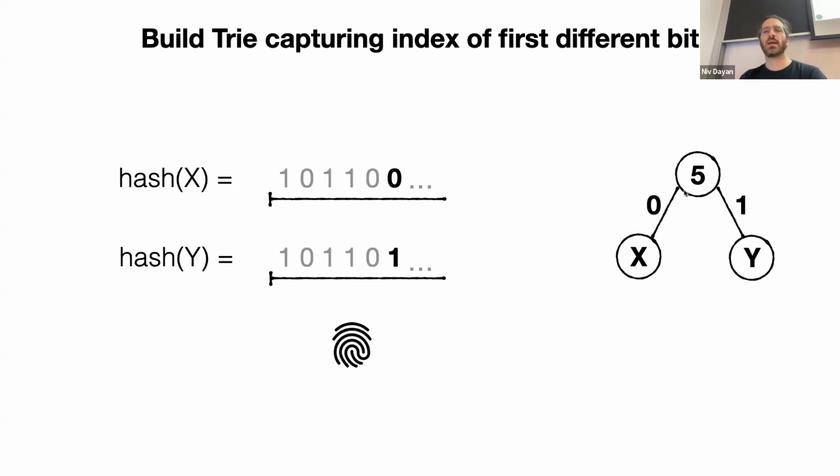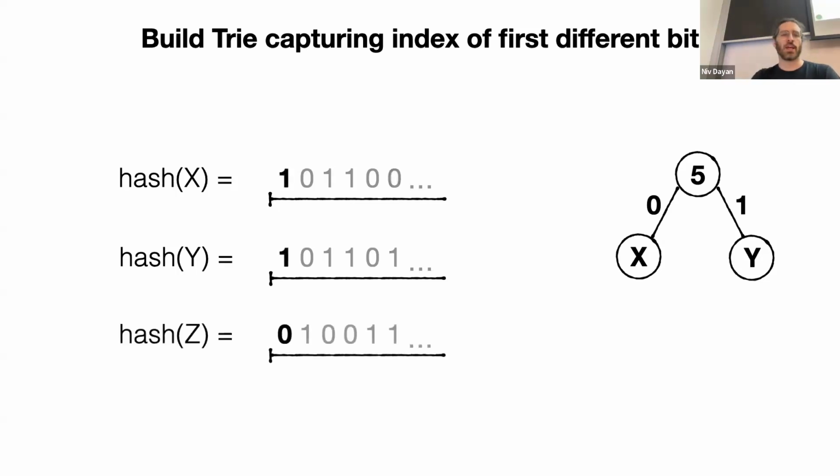And I say that if I go to this trie, it tells me, okay, look at the 5th hashed bit of the fingerprints. If it's a 0, go here and you will find X. If it's a 1, go here and you'll find Y. Okay? So that's in some sense the least amount of information that you need to encode the difference between these hashes.